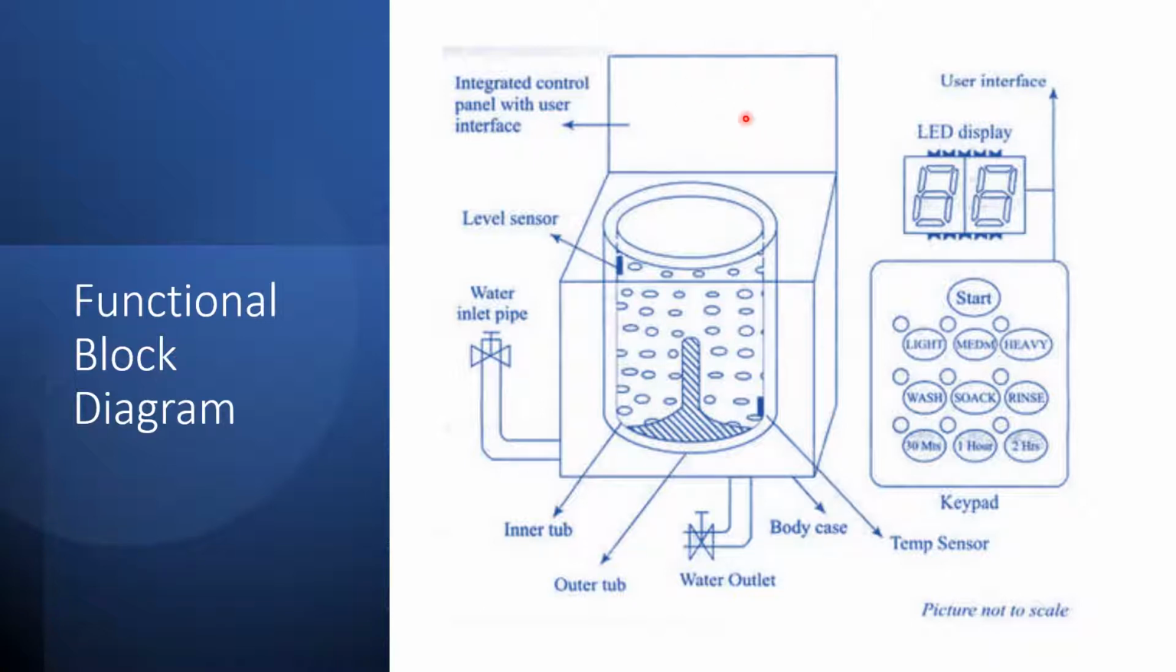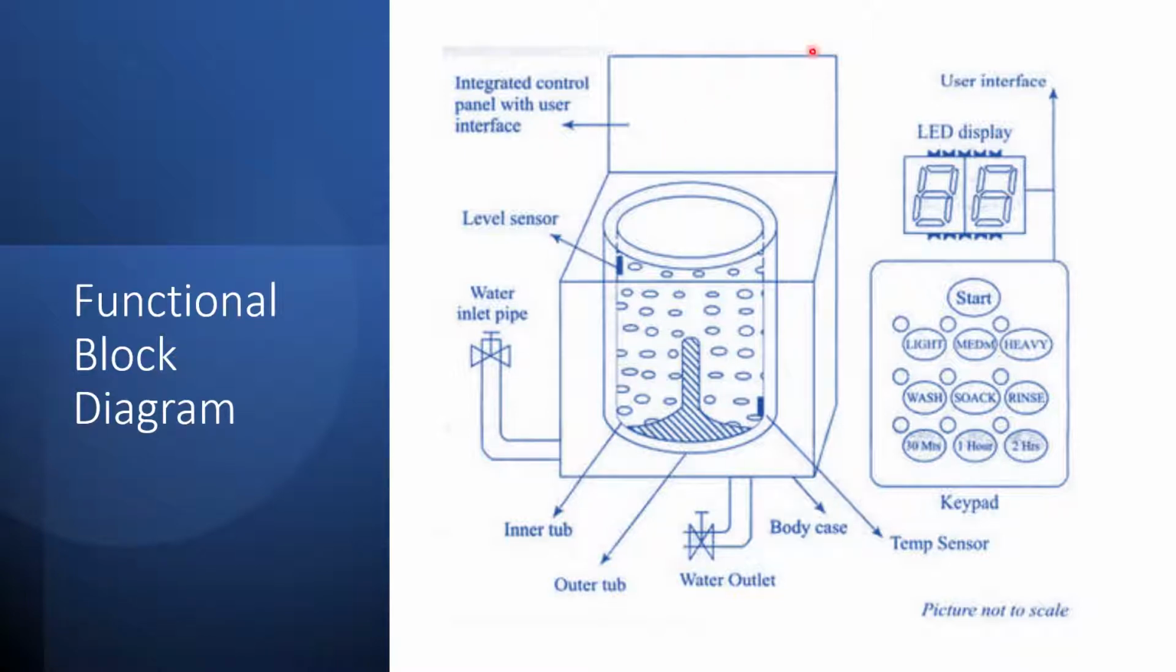So integrated control panel with a user interface may be somewhere here on the top of the washing machine, where this panel will consist of the microcontroller based board with all input output interfaces, and there will be a control algorithm running in it. So this input interface basically includes the keyboard or keypad which consists of wash type selector. You can select whether to wash the cloth, spin it, rinse it. So all this selector will be there, and as I mentioned, there will be cloth type selector also, light, medium, heavy, and other washing time settings, etc. also.